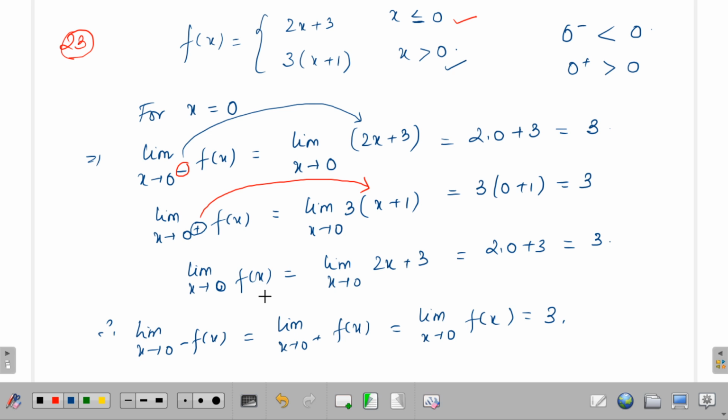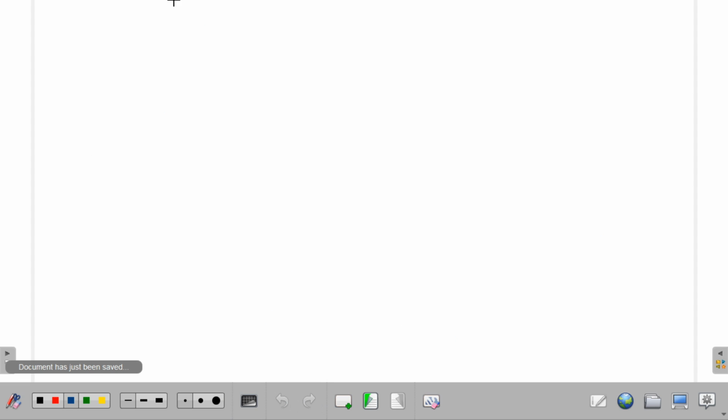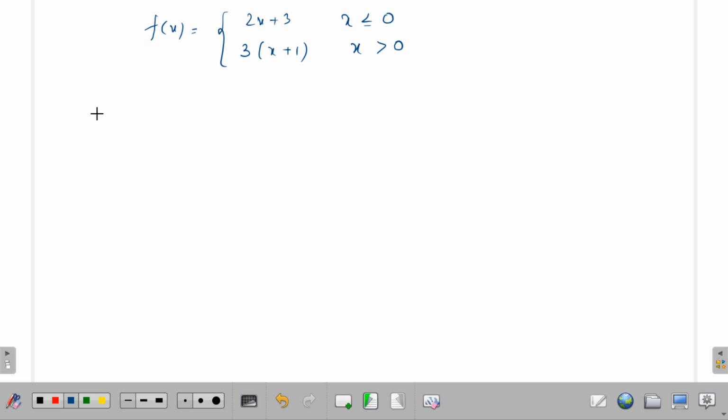Okay, now let me go ahead with your next one. Let me go to the next page. Let me write the question first. I got here f of x is equal to 2x plus 3, and I got here 3x plus 1, for x less than or equal to 0, and x greater than 0. Now I have to find for when x is equal to 1. So that is the limit of, first I have to find x tends to 1 minus f of x. Now, for 1 minus, it means it is slightly less than 1, but it is greater than 0.